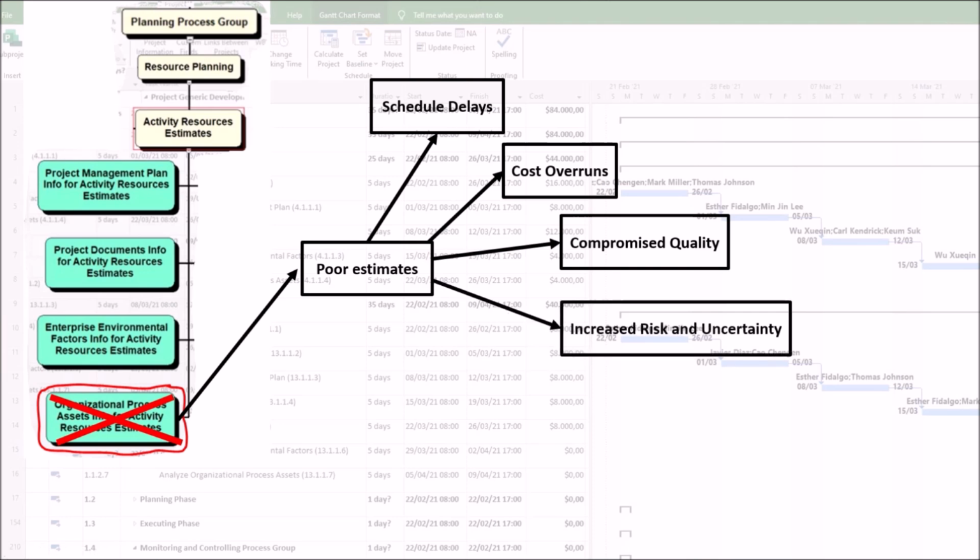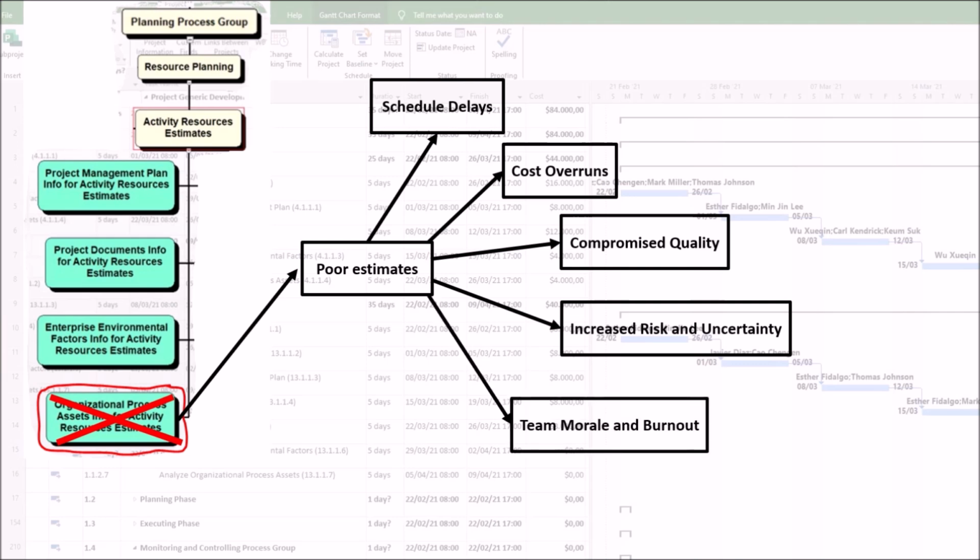Fourth, increased risk and uncertainty. The project operates with a false sense of security. The resource plan, which should be a fundamental risk mitigation tool, is actually a source of risk itself, as it is built on an unstable foundation. The project manager is constantly putting out fires related to resource shortages or excesses.